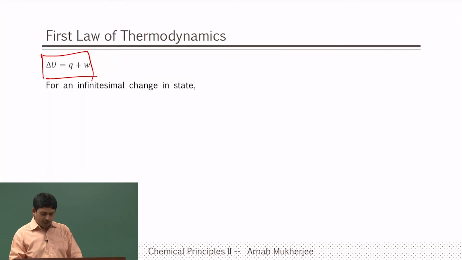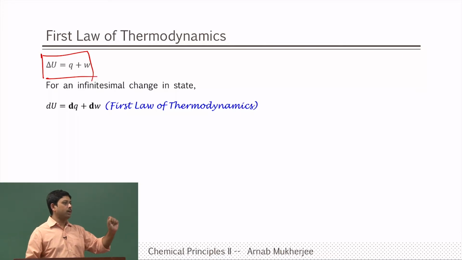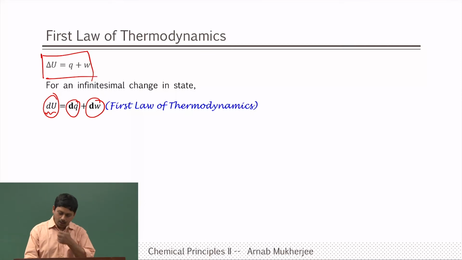So, now for an infinitesimal change we can write this. Whenever we write delta U, it indicates a change from one point to another point. Q and W are just the amount of heat and the amount of work, but when you talk about an infinitesimal change, that means a very small amount, then typically we use the notation small d. So, dU indicates an infinitesimal change in the internal energy, dQ is an infinitesimal change in the heat, and dW is an infinitesimal change in the work.